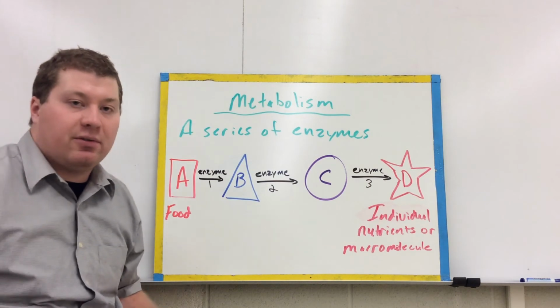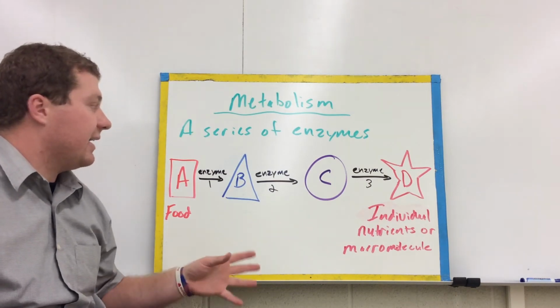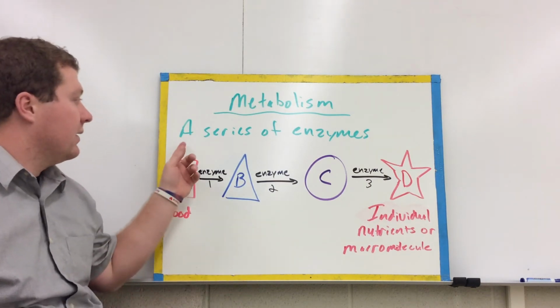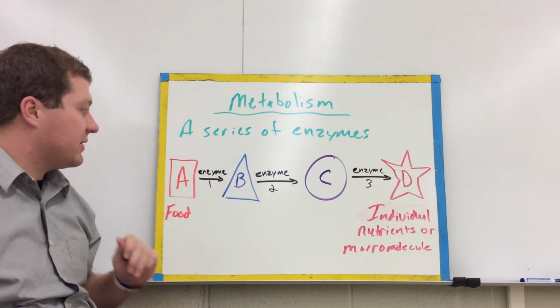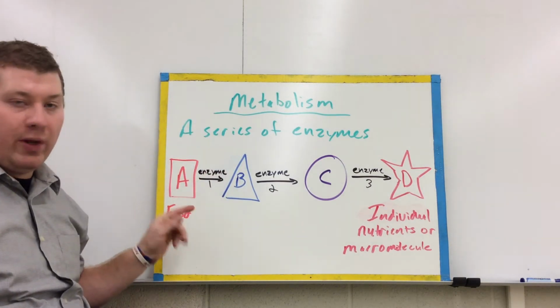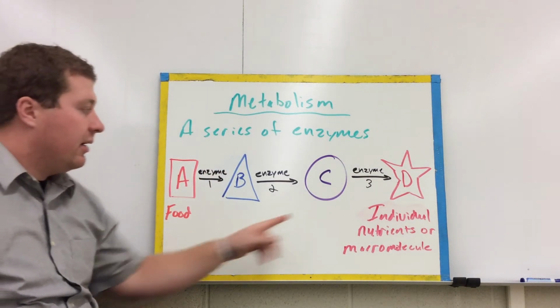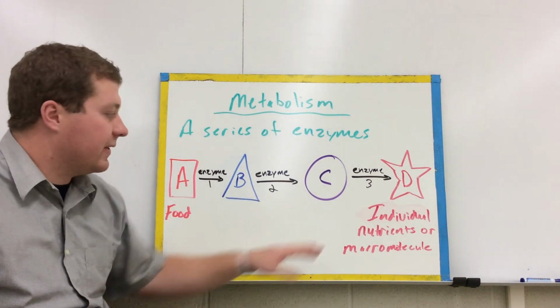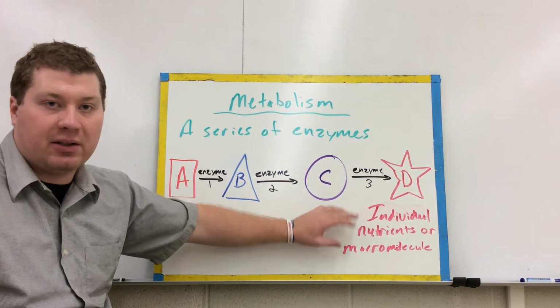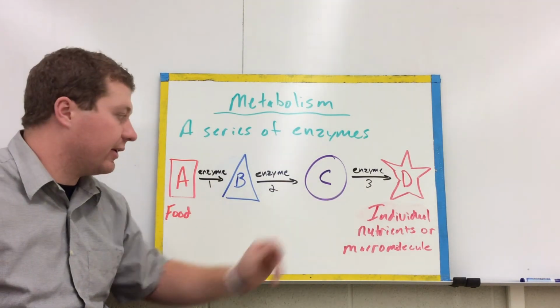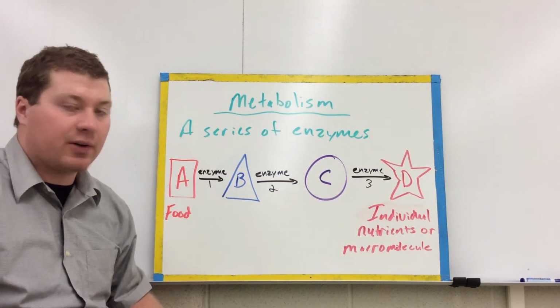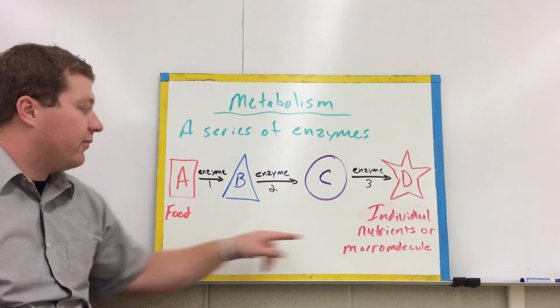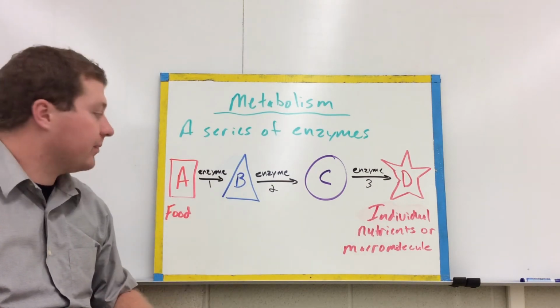So if we take a bunch of enzymes that break things down, we call that our metabolism. So metabolism is a series of enzymes. So for example, if we eat food A here, a red block, but we can only digest food D over there, the star. So this is an individual nutrient or macromolecule like a protein or a carbohydrate or something like that that we can use in our cells. So we need to get from the food to those somehow.